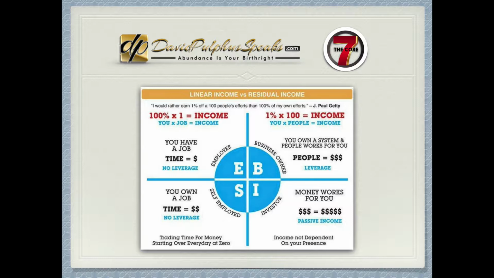Now I want to bring this home to the affiliate marketing space in this business that we're building and thriving on right now. So for right now, let's just focus on the left side of the ESBI. So 100% times 1 equals income. See, when you're an employee, you have a job. You're basically trading your time for money, and you have absolutely no leverage.